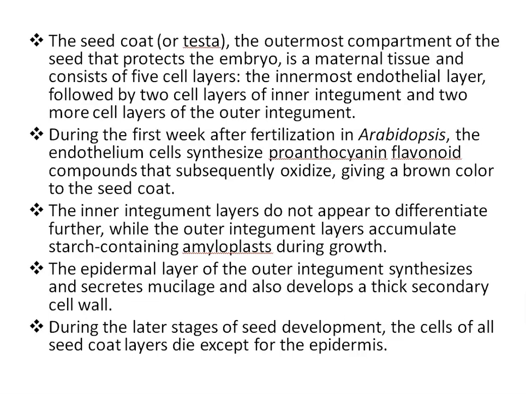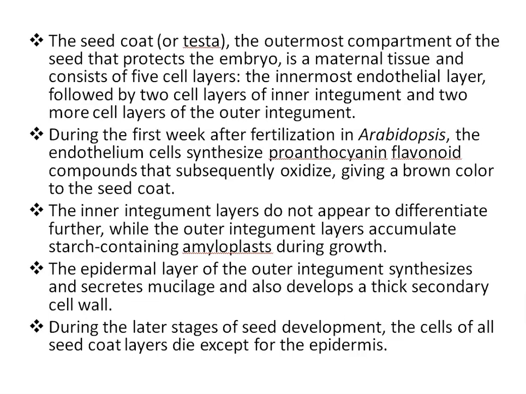Seed coat means testa, the outermost compartment of the seed that protects the embryo. It is maternal tissue and consists of 5 cell layers: the innermost endothelial layer, followed by 2 cell layers of inner integument and 2 more cell layers of the outer integument. During the first week after fertilization in Arabidopsis, the endothelial cell synthesizes proanthocyanin, a flavonoid compound that subsequently oxidizes, giving a brown color to the seed coat.